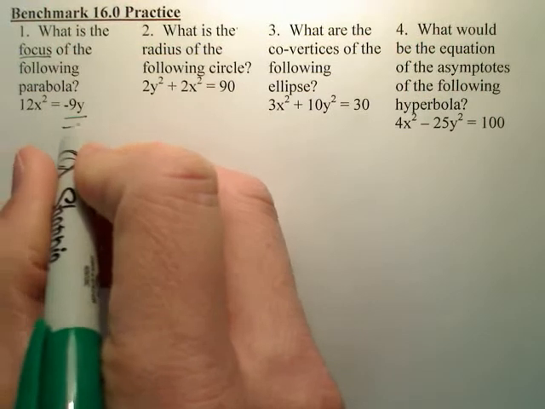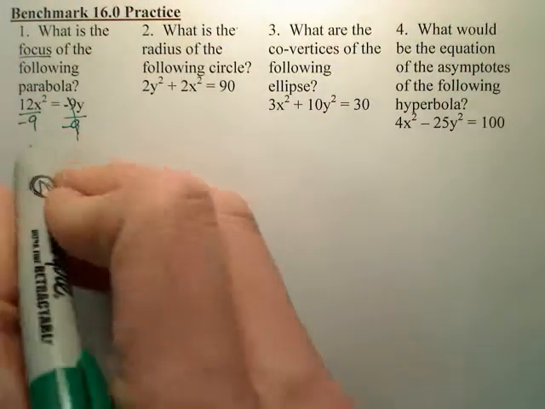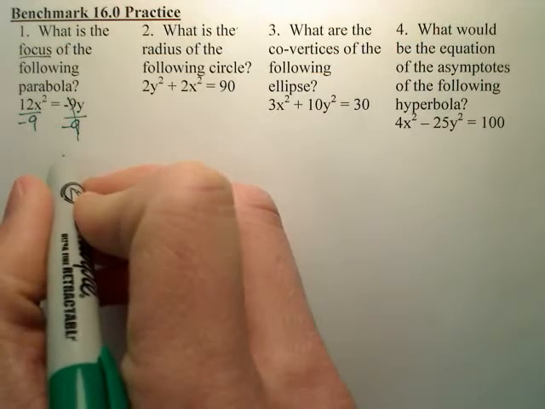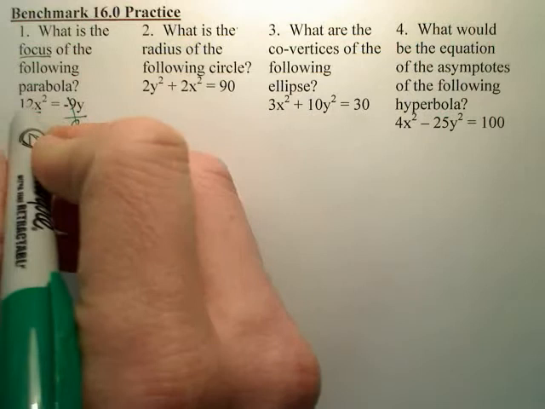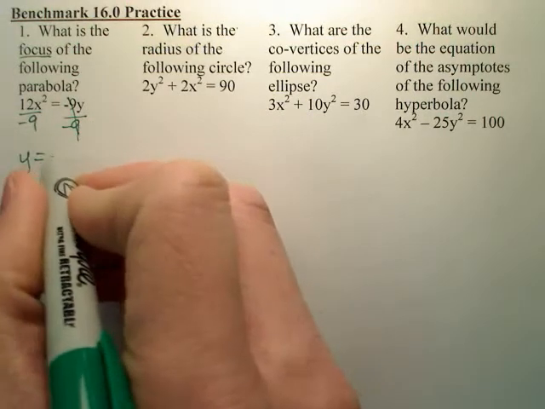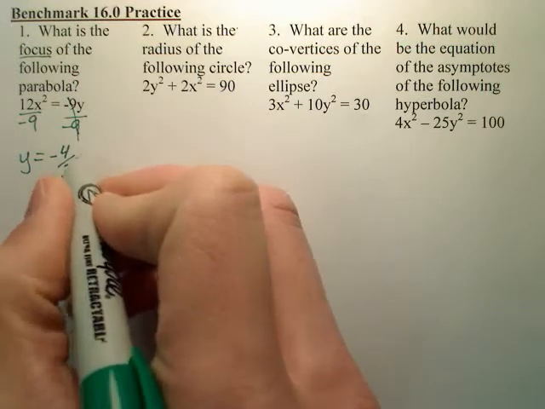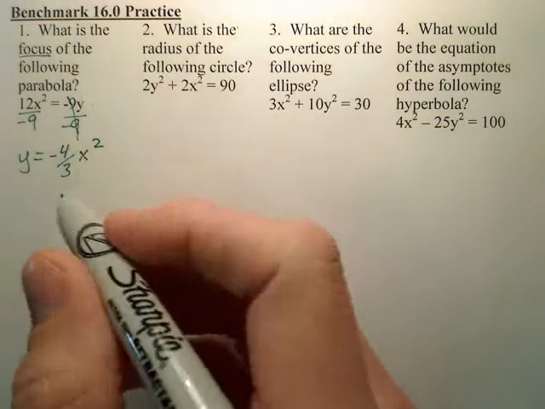So what I'm going to do is divide by -9 to cancel this off. And what I get is, I'm going to put the y over on this side, just to make it clear. And this side, 12 divided by -9, well, 3 goes into both, so it'd be -4/3 x squared.